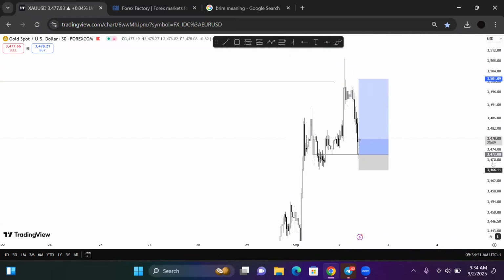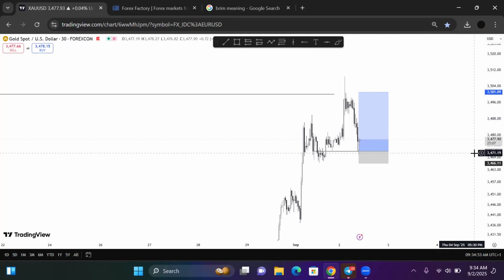So let me give you guys the breakdown of this trade, why I took this trade, and then we analyze other pairs and see what we have, because I've not even checked other pairs. I've just been focusing on gold lately.